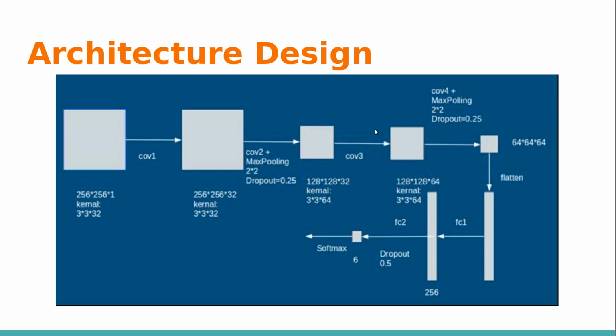For the third layer, the size is 128 by 128 by 32. The kernel size is 3 by 3 by 64. And the fourth layer is 128 by 128 by 64. The kernel size is 3 by 3 by 64. And I also applied another max pooling layer and a 0.25 dropout. And then we can get a feature map of 64 by 64 by 64.